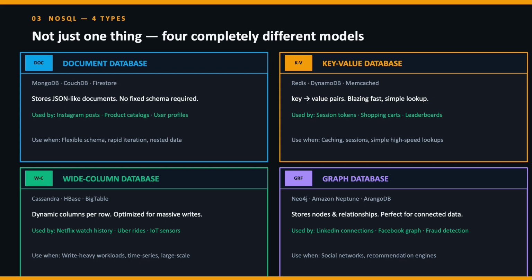So, to summarize, four types for completely different problems solved. Document for flexible data, key-value for speed, wide column for massive writes, and graph for relationships.